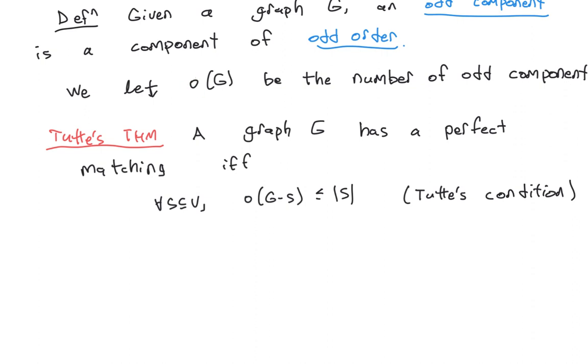And what you want is for every set S, when you delete it from the graph, the number of odd components is at most the size of S. So we're going to refer to this as Tutte's condition. We're going to prove that a graph has a perfect matching if and only if Tutte's condition holds. So if your graph did not have a perfect matching, you should be able to give me an S where the number of odd components of G minus S is big.